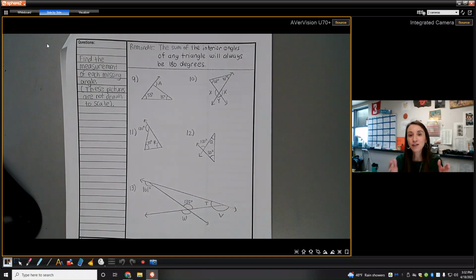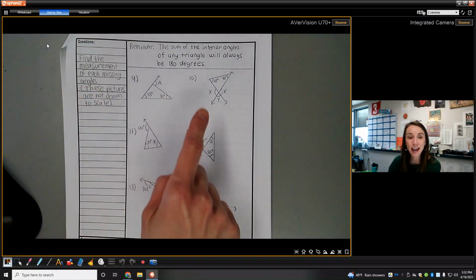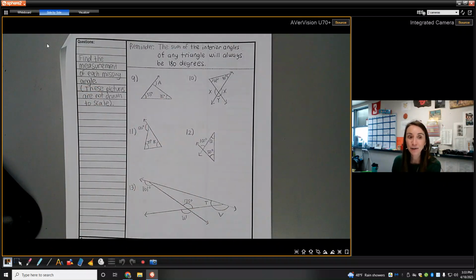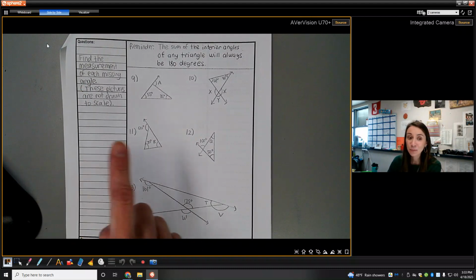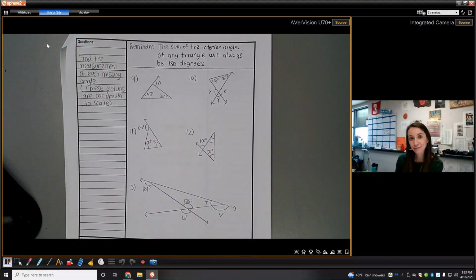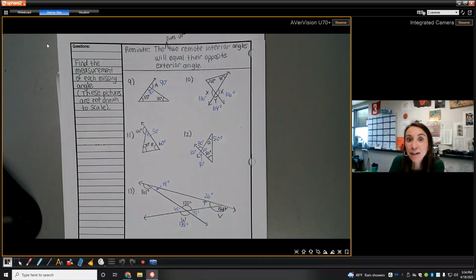So take all that knowledge that you have right now, and I want you to find the measurement of each missing angle within these triangles. Again, these pictures are not drawn to scale. Pause the video right now so you can do this on your own. Now let's see how you did.